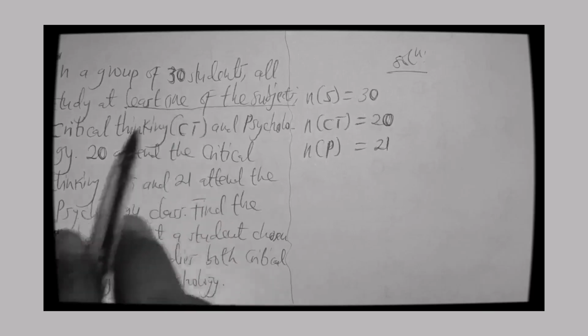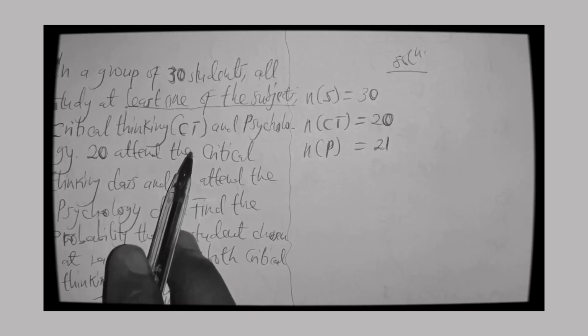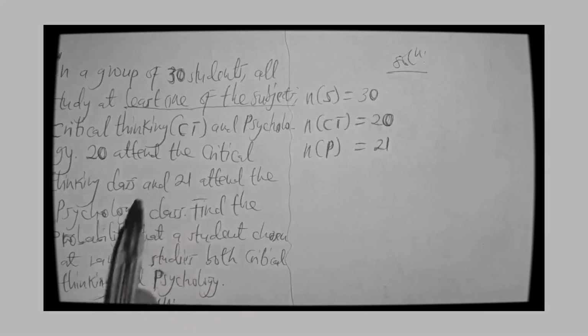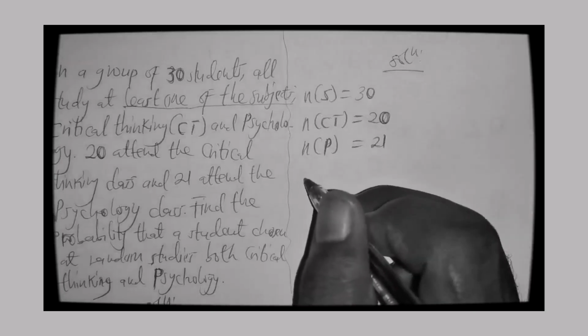Since the question said at least one of the students studies critical thinking or psychology as a subject, it is an either-or situation, meaning every student could be studying any of the subjects. So it becomes an addition of all of them, and we take into account the union of the two subjects and the students that study them. Are you with me? That's what we mean by at least one of the subjects. So we are going to add, and we use this approach.